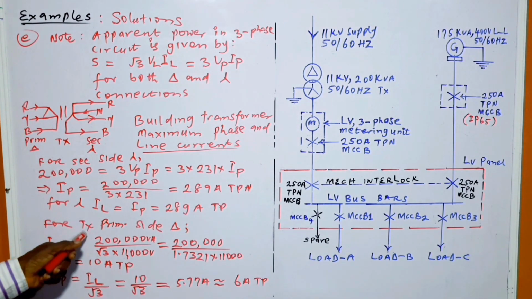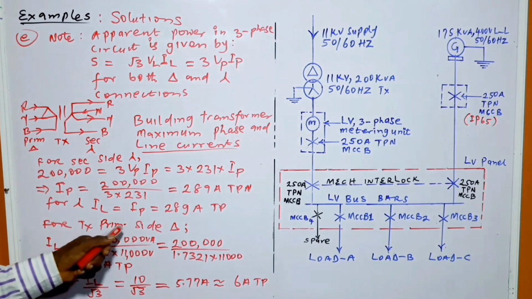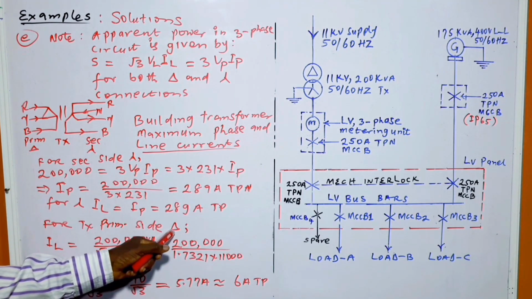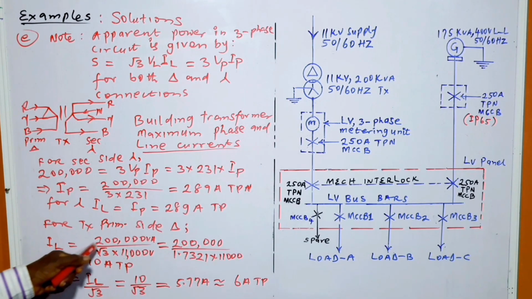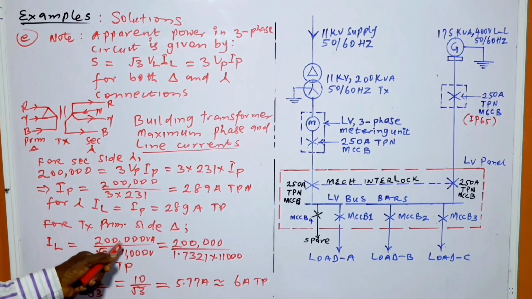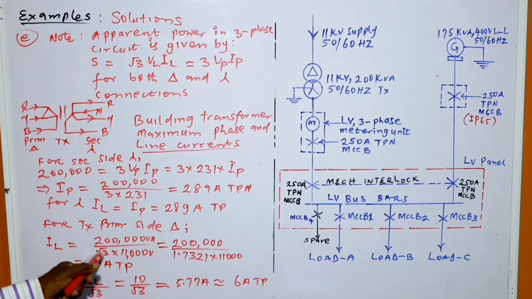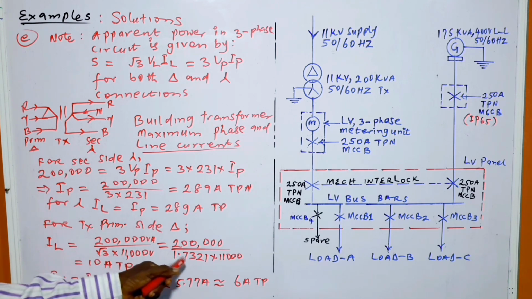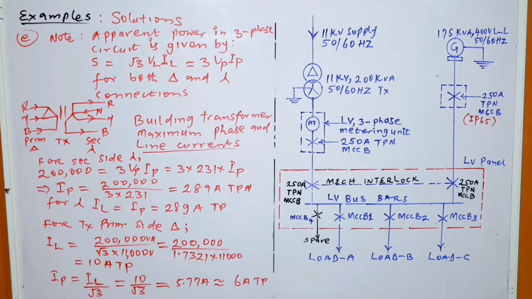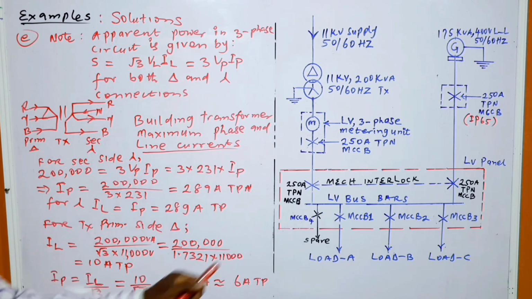Now, for the transformer primary side, which is connected in delta, I line is equal to the apparent power, 200,000 VA, divided by root 3 times 11,000 volts, giving us 10 ampere, triple phase. So we have red, yellow, blue, triple phase without neutral here. And then from there, we calculate I phase to be I line divided by root 3, which is equal to 6 ampere, triple phase.